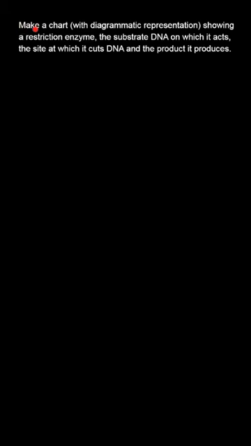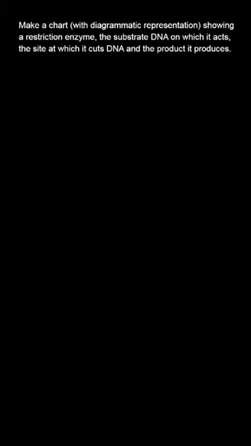The question is, make a chart with diagrammatic representation showing a restriction enzyme, the substrate DNA on which it acts, the site at which it cuts DNA, and the product it produces. So in this question, we have to answer by making a diagram which is going to represent a restriction enzyme and the DNA on which this particular restriction enzyme acts, and at which site it acts on that DNA or cuts the DNA, and the product that we will obtain once the DNA is cut.